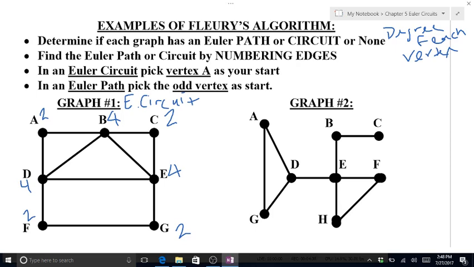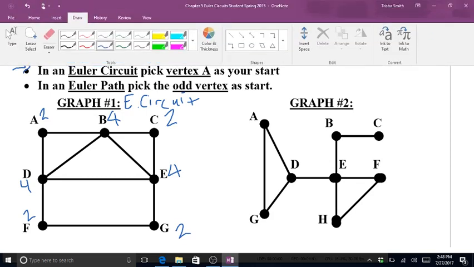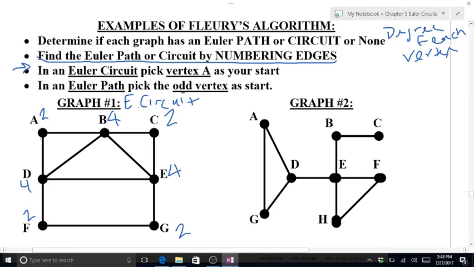Okay, so now step 2 says find the Euler path or circuit by numbering the edges. And then below that it says in a Euler circuit, pick vertex A as your start. So let me switch colors here. Okay, so A is going to be my starting point. Remember, if it's a circuit, start equals end. So if I start at A, I need to end at A.